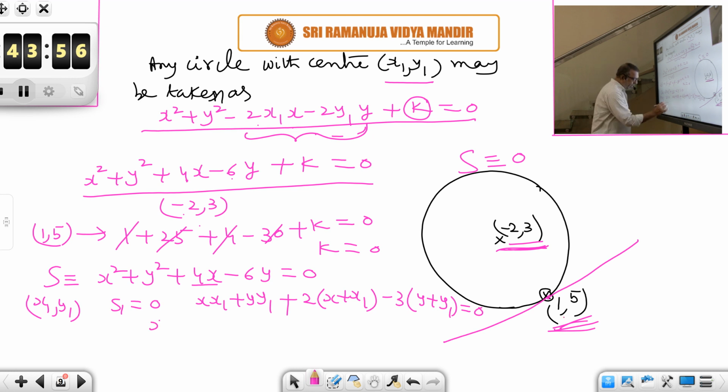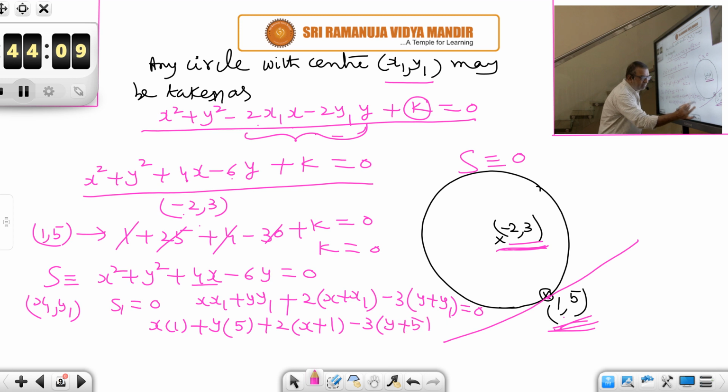So x into 1 plus y into 5 plus 2 into x plus x1, which is 1, minus 3 into y plus y1, which is 5, is equal to 0. Then expand it: x here and 2x here, so 3x. 5y here, minus 3y here, plus 2y. Constant is here 2 minus 15, which is minus 13, is equal to 0.